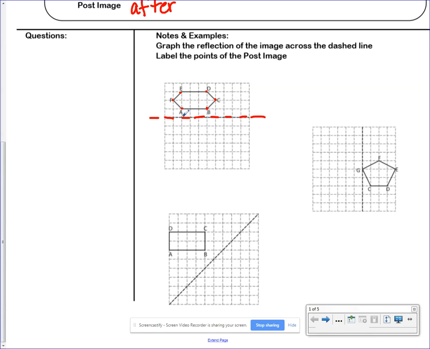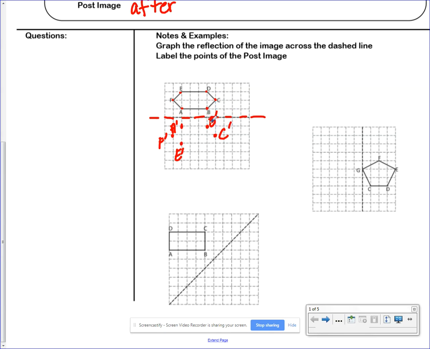So in this case, I drop straight down from point A to the line and it's 1 unit away. So my new A is going to go right here. Please label it as A prime. F is 2 units away, so here's where F prime will be. E, 1, 2, is 3 units away from the line of symmetry, so that drops down here. Likewise, do the same with graphing D prime, C prime.